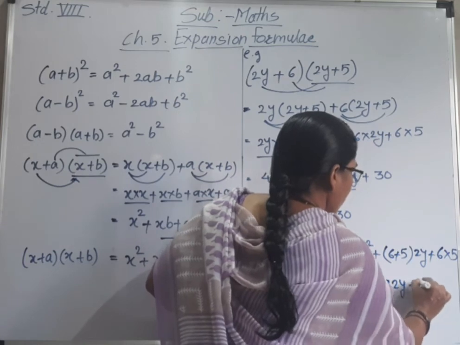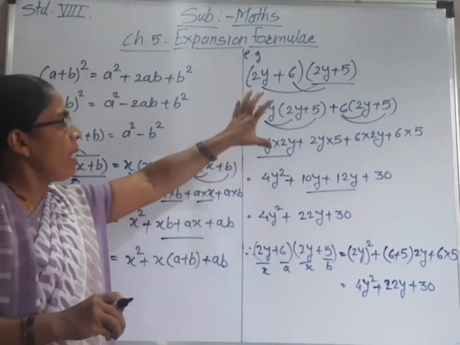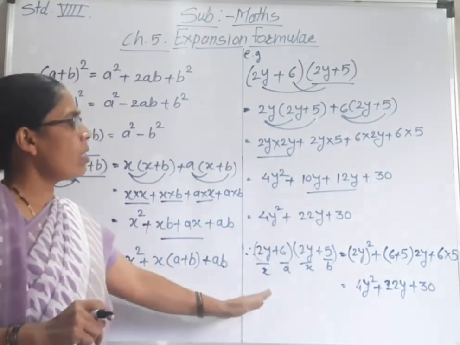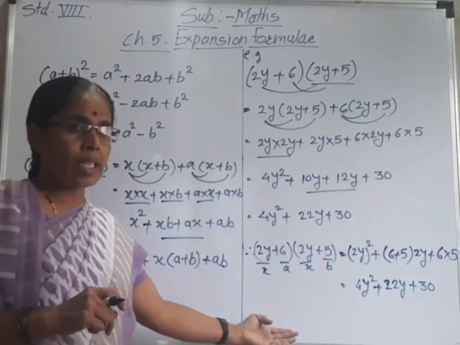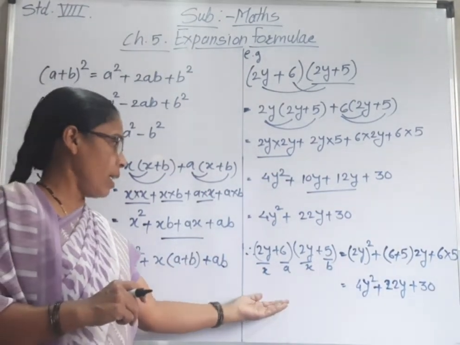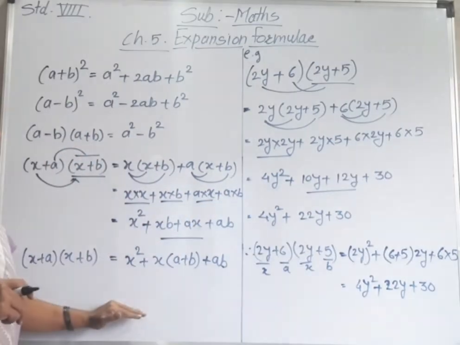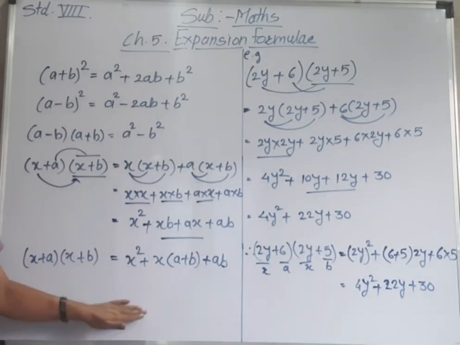22y plus 30. Now see here, when we multiply each term we got the same answer, and by using the formula we also got the same answer. So we can verify in this way whether our answer is wrong or right. Now I hope you have understood this topic very well, how to use this expansion formula to expand any term. Thank you, students.